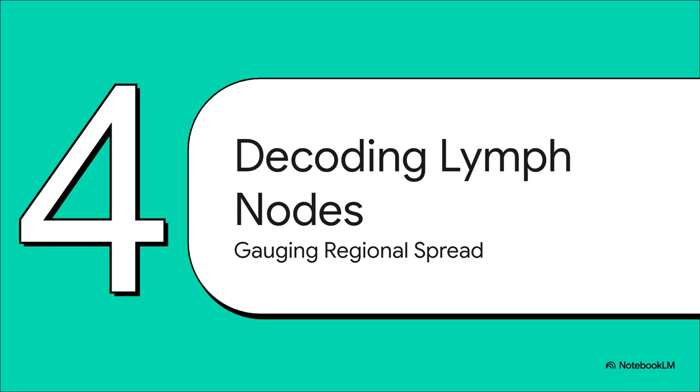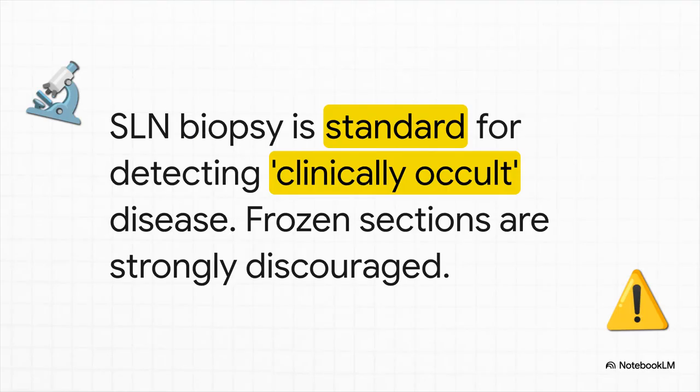All right, let's talk about the regional lymph nodes. Their status is one of the single most powerful predictors of a patient's survival, so getting this part of the report perfect is absolutely essential. The standard of care here is the sentinel lymph node biopsy. It's designed to find microscopic disease you can't see or feel, what we call clinically occult disease.